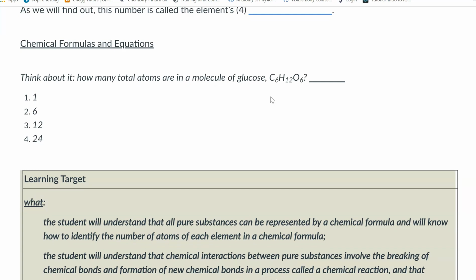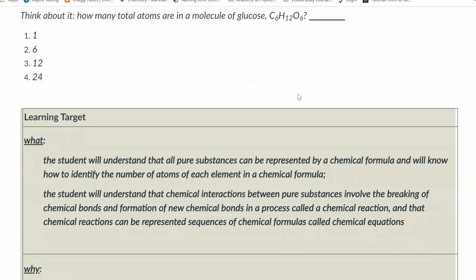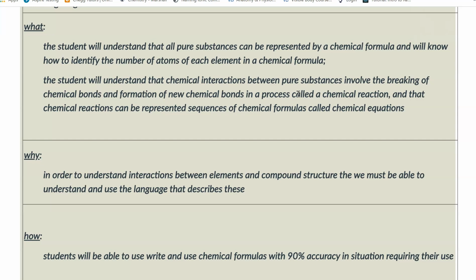What about the compounds? Once we know what the names or the symbols for the elements are, we can put these together in chemical formulas, and we'll learn how to do that later on. But I need you to be able to look at a chemical formula right now and tell me the number of atoms of each element in that chemical formula. So think about it. How many total atoms are in this particular compound here? Think about it for a second and write your answer down. And then I'll talk about the learning target for this particular thing.